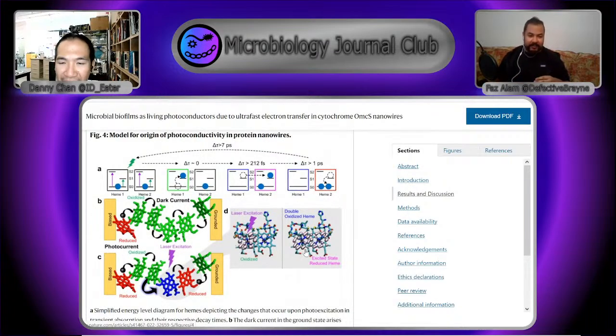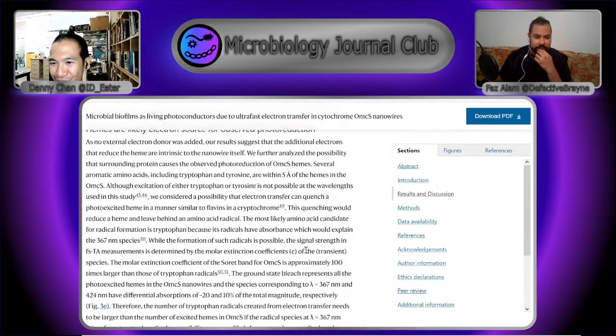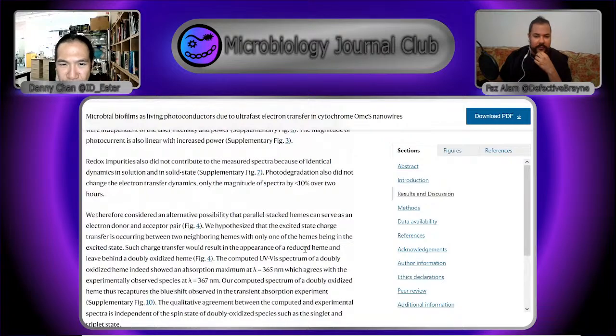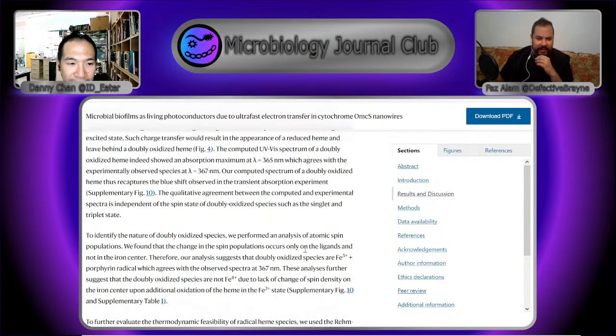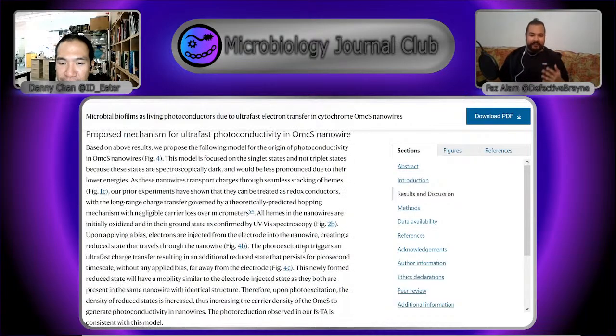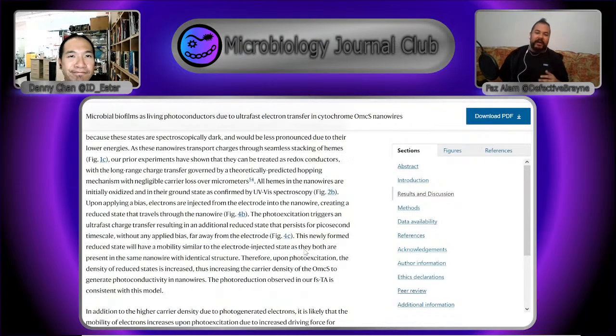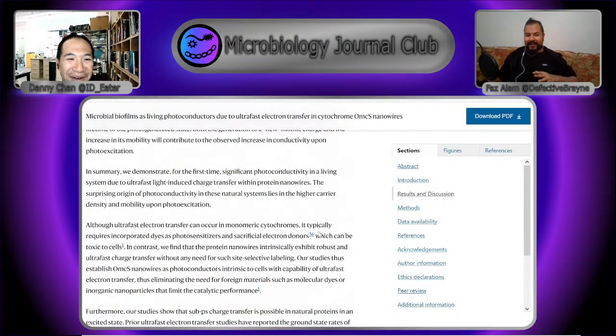Yeah, actually, maybe I'm confusing this with another paper that I was reading, but I don't think they're removing cytochromes from this. They need cytochromes to make this effect happen. I think they're just trying to find out the mechanism for how it works. So I think there is a lot of physics here.